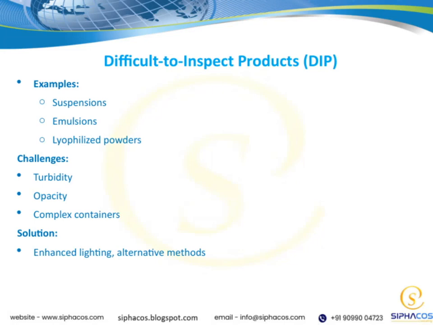When it comes to difficult-to-inspect products, or DIP, we're talking about some of the more challenging types to evaluate visually. Examples include suspensions, emulsions, and lyophilized powders. These products tend to be tricky because their physical characteristics can obscure defects or impurities. One major challenge we face is turbidity, which makes the product cloudy and hard to see through.